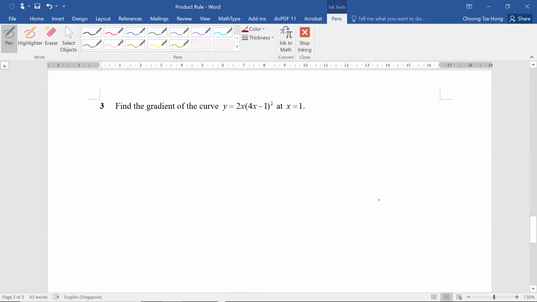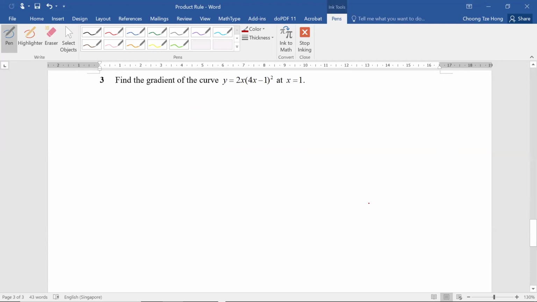Right, for the last question, let's try this application question. Over here, they want us to find the gradient of the curve y equals 2x times (4x minus 1) squared, at x equals 1. Remember when you find the derivative dy dx, what you're actually finding is the gradient function. Once you have the gradient function, you just sub any value of x inside, and you will be able to find the gradient of the tangent of the curve at that particular x value that you sub in. So over here, let's first find the gradient function by differentiating.